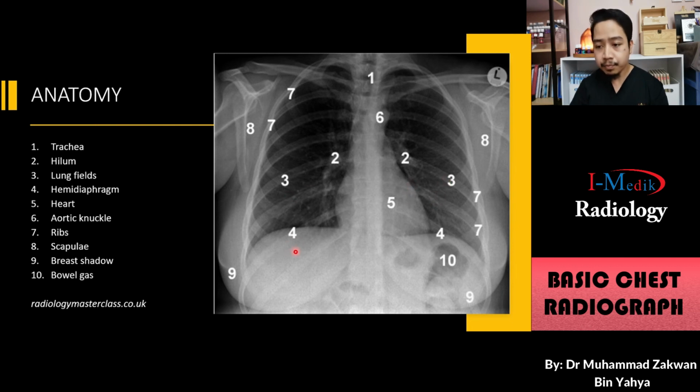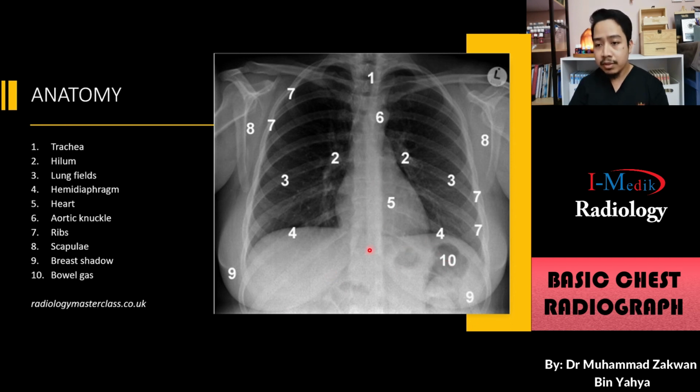Number 6, we can see the aortic knuckle representing the aortic arch. Number 7, ribs bilaterally. We have to look for any bone abnormality or bone fractures, any normal variant, and anything else. And then the scapulae bilaterally. Number 9, breast shadow or soft tissue shadow. And then lastly, the bowel gas.